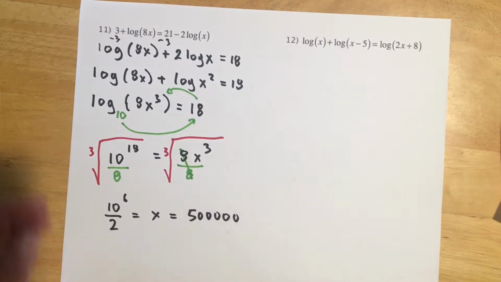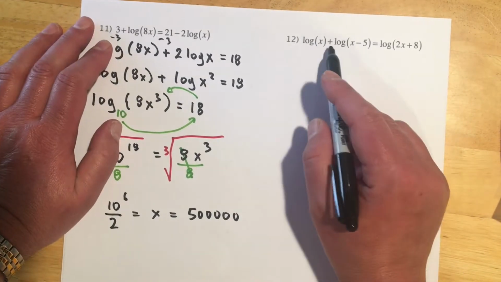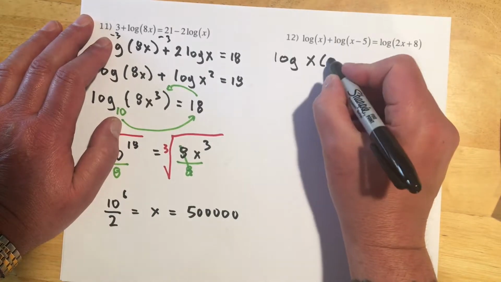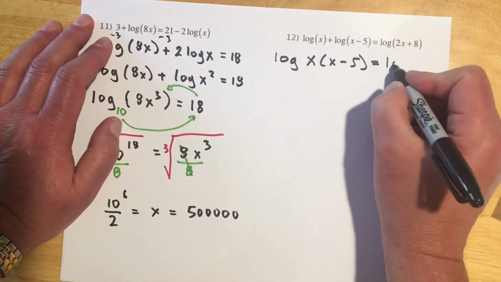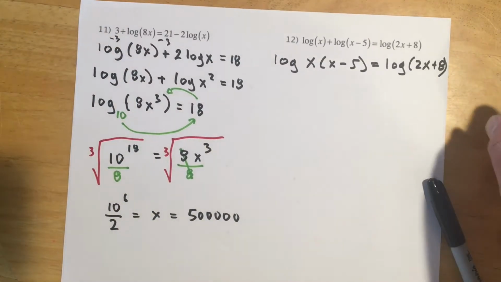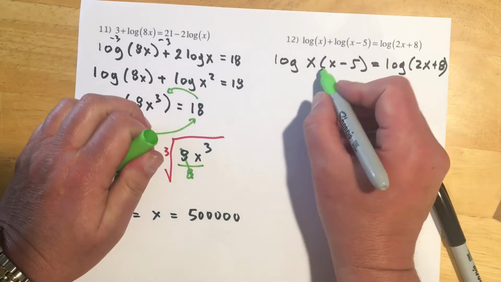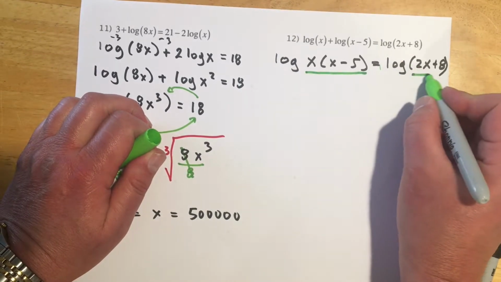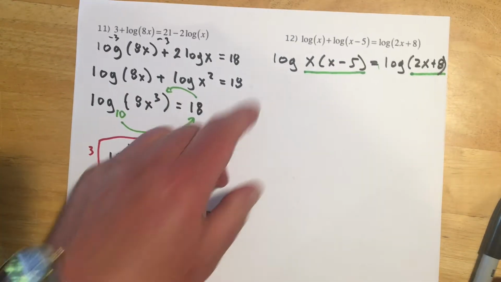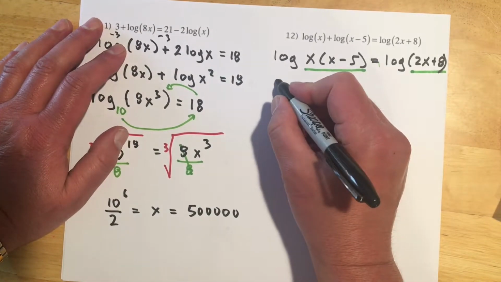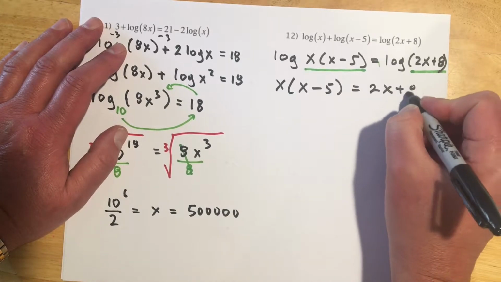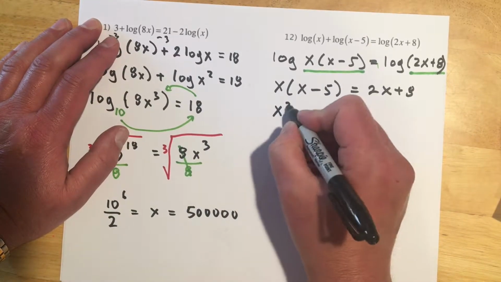So let me show you what that would look like with an example. So for this one, we got a plus, so I'm going to go log x, and then plus means multiply, right? So log of x minus 5 equals log of 2x plus 8. And since I have log of this stuff equals log of that stuff, that only works if this stuff equals that stuff. So what I can do is get rid of the logs and just set these equal. And I'll distribute the x.